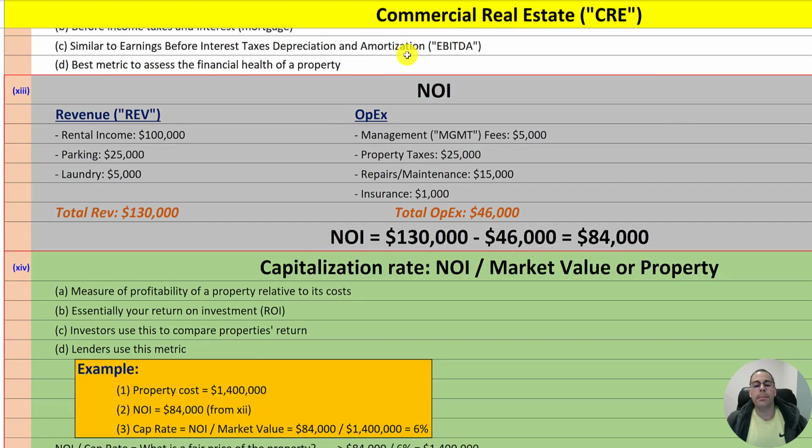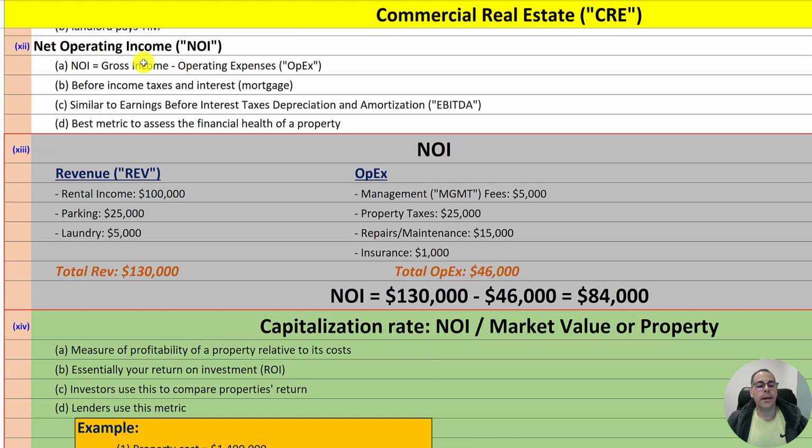So let me give you an example on NOI, net operating income. We need to figure out gross income minus our operating expenses. So our gross income, it's rental income. Say we have 10 tenants, they pay $10,000 each, $100,000 of rental income. And we also make additional revenue on our parking lot, $25,000, and we have a little laundry room, and we make a little money on that, $5,000. So total revenue, $130,000. Operating expenses, we have a management company, we pay them $5,000.